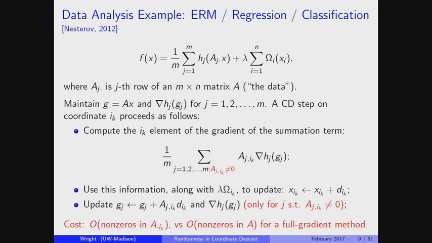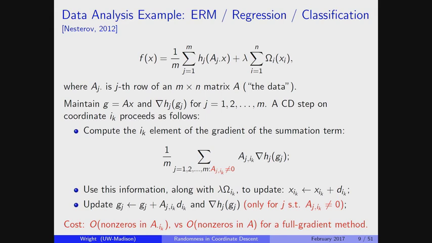So suppose you do enough bookkeeping that you keep track of A times x for the latest value of x. So you store this vector g, which has the current value of Ax, and suppose also you keep track of the gradient of hj with respect to each gj. So all of these are just scalars. So you keep track of those m scalars. Okay, so at the start of the kth iteration, that's what you know.